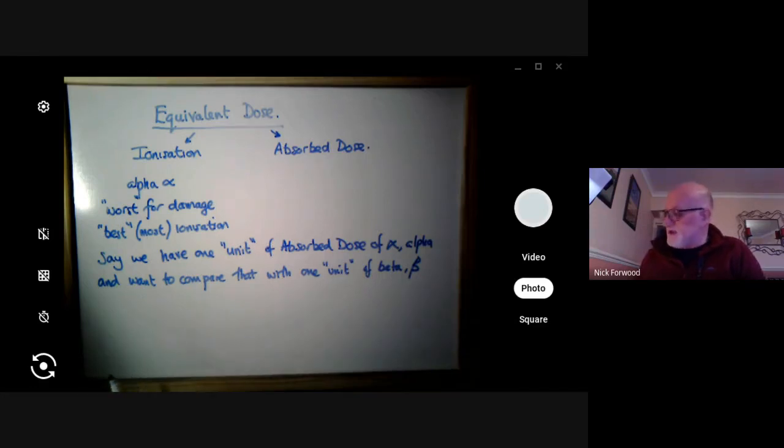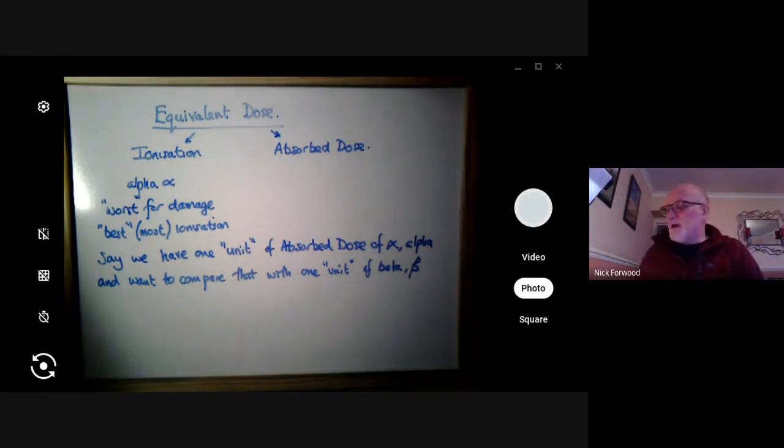You don't want any of this absorbed dose really at all, but if you had to be exposed to it, if you had to make a choice, are you going to accept a unit of beta or a unit of alpha? You'd go for a unit of beta every time because it's not nearly so dangerous. So alpha is 20 times more dangerous than beta, and it's also 20 times more dangerous than gamma.